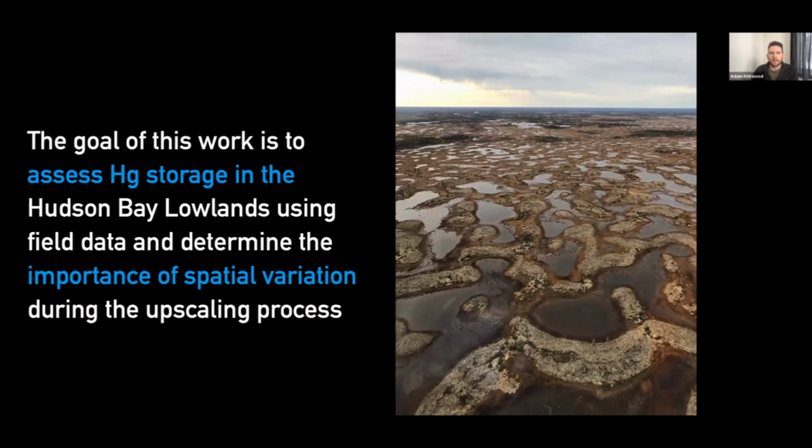So the goal of the work that I'm presenting today is to assess how much mercury is stored in the Hudson Bay Lowlands. We're doing this using region-wide field data to calibrate this global model and see how well it fits for the Hudson Bay Lowlands. But I also wanted to determine the importance of spatial variation during this upscaling process, because both the Schuster et al. 2018 paper and the Lim 2020 paper just took a single ratio and applied it to the full circumpolar north. So I was curious to understand how spatial variation impacts how much mercury will be estimated.